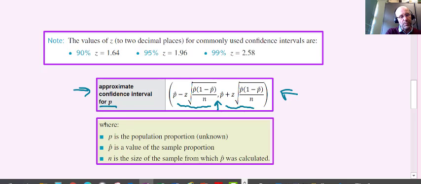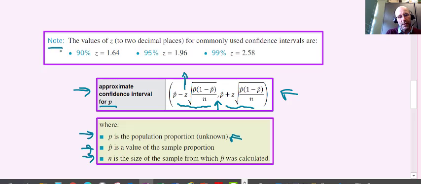The values are: p, which is the population proportion, which is unknown and is what we're trying to infer about; p hat, the sample proportion, which we do know; and n, the size of the sample from which we took p hat. And z, from the standard normal distribution, is a quantile that we've seen before. That's how we do it. You just have to be careful how you use it. I'm going to break it down for you in a minute.